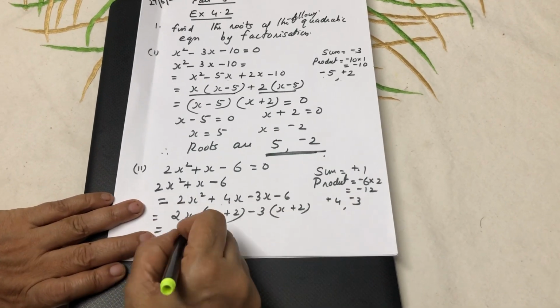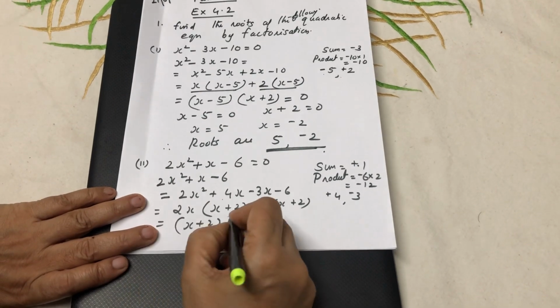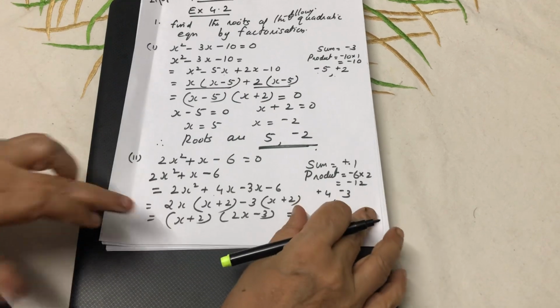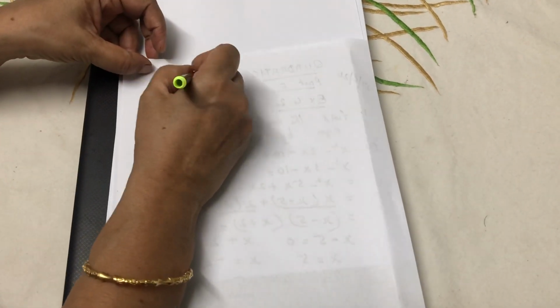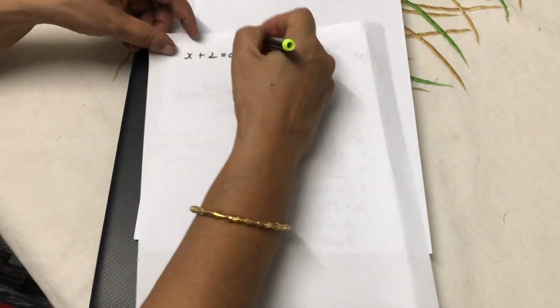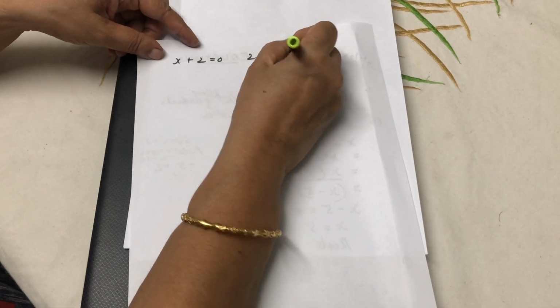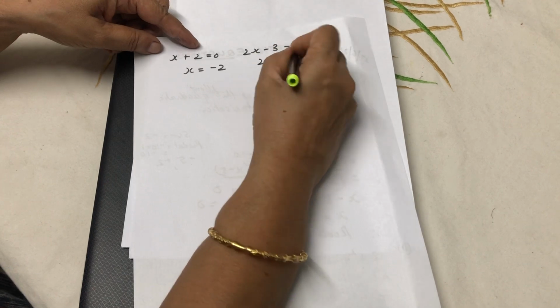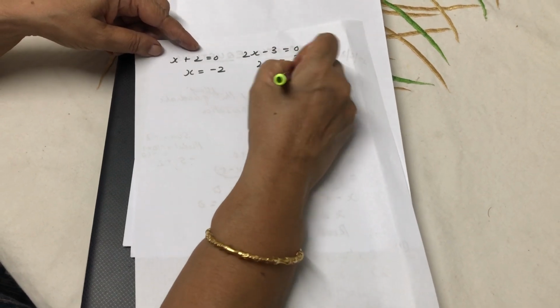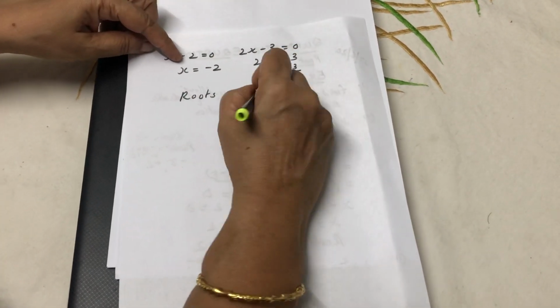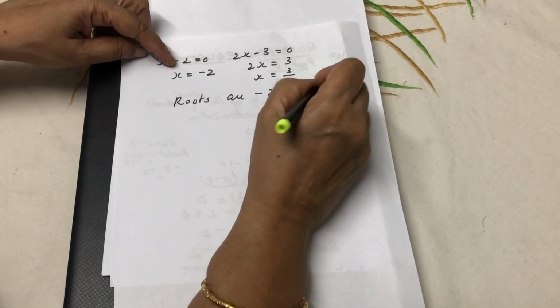So out of this, x plus 2 is common. Then 2x minus 3 equal to 0. So each one is equal to 0. X plus 2 equal to 0, 2x minus 3 is also equal to 0. X is equal to minus 2. Here 2x is 3 and x is equal to 3 by 2. Therefore, the roots are minus 2 and 3 by 2.